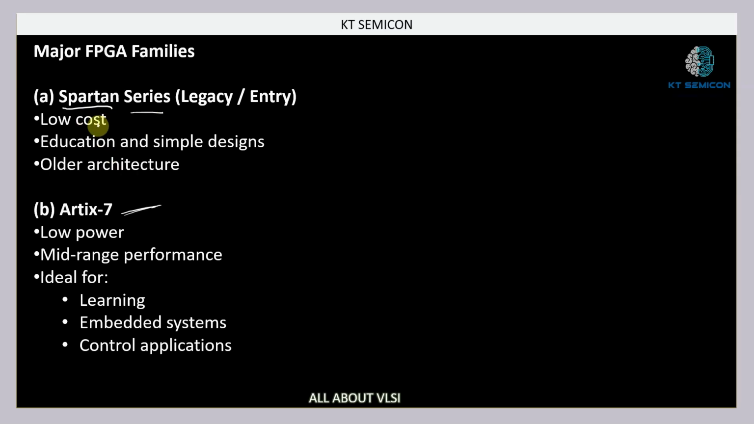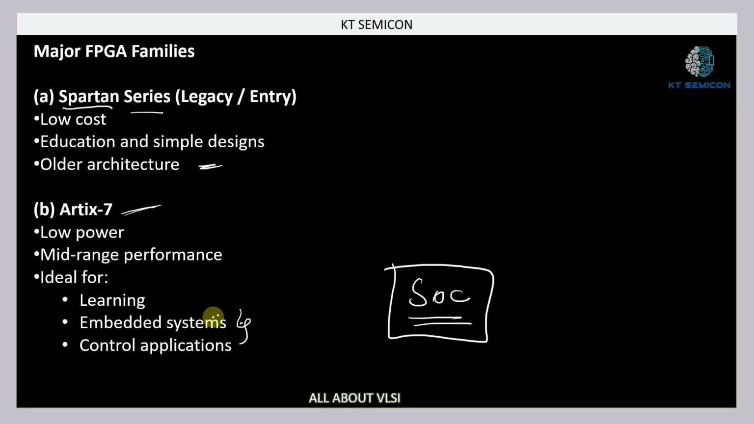Okay. So Spartan is basically low cost and older architecture, and it is used for simple education and simple designs. And Artix is low power, mid range, and it is used for learning, embedded systems, and control applications. Why it is used for embedded applications, we will discuss in our later sessions when we discuss something known as SoC architecture, where you will get a clear idea about what I am talking about, right?